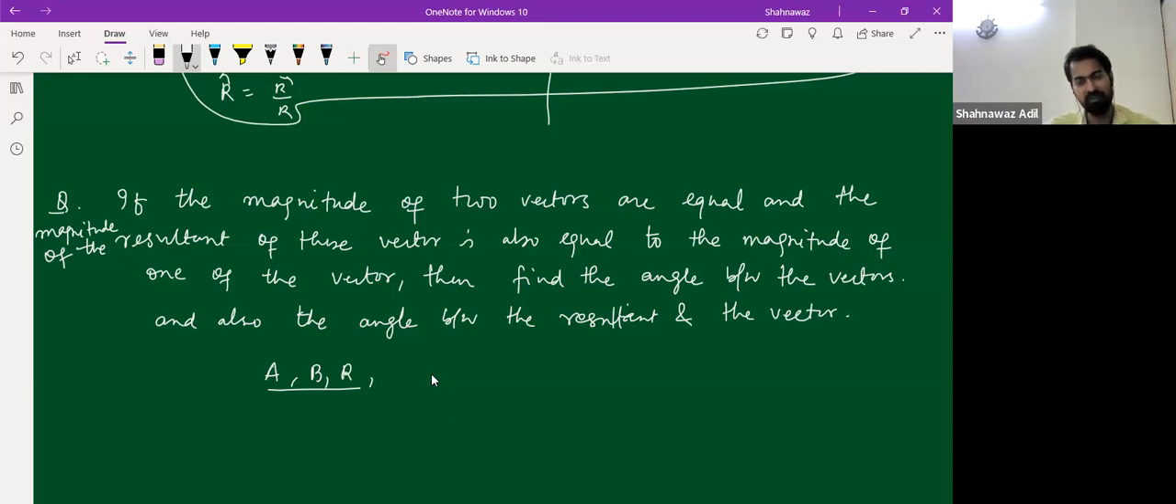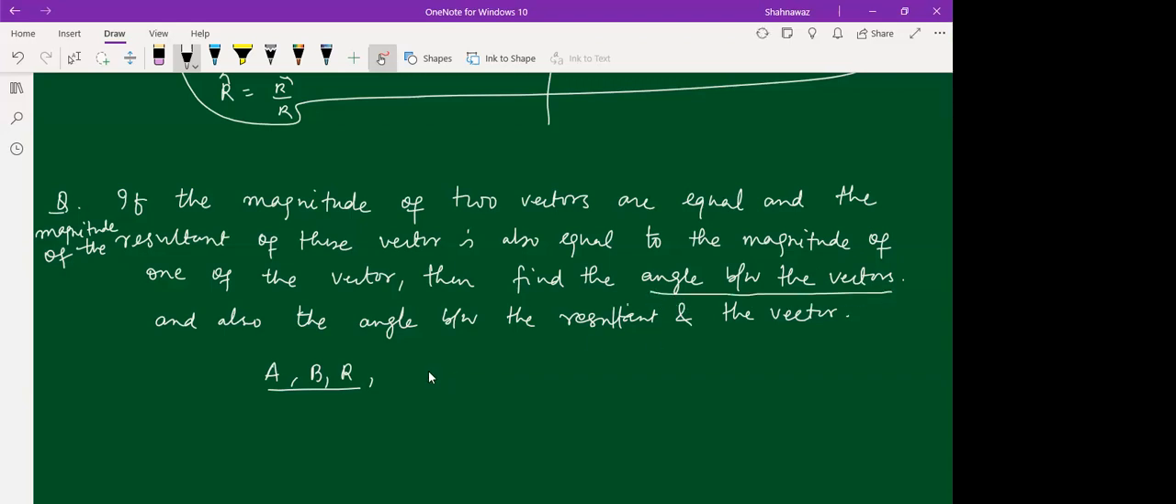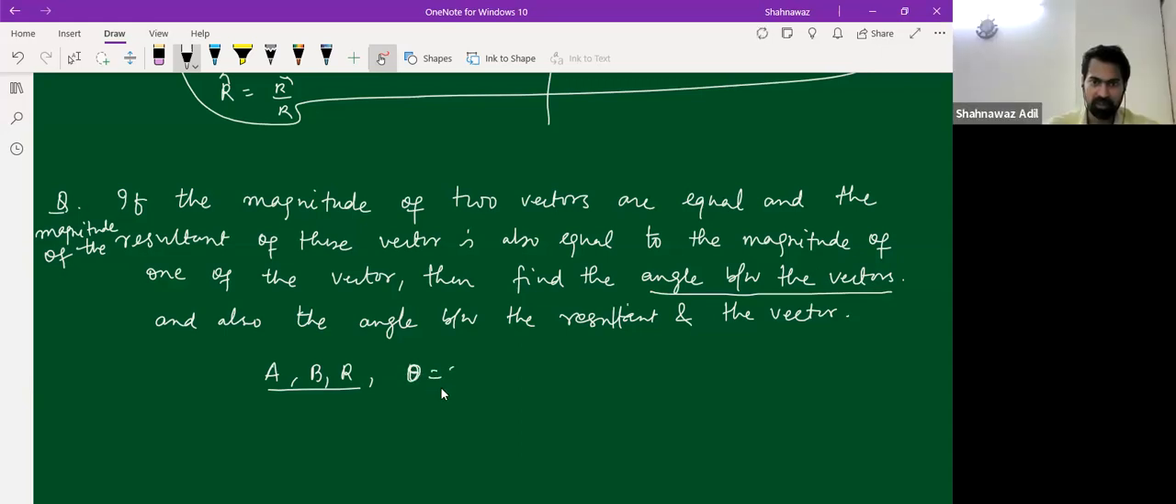Yes, Afaf, what do we have to find? Can you guess? You have to find the angle between the vectors. Theta we have to find, right? Theta, and alpha also. So these two we need to find.